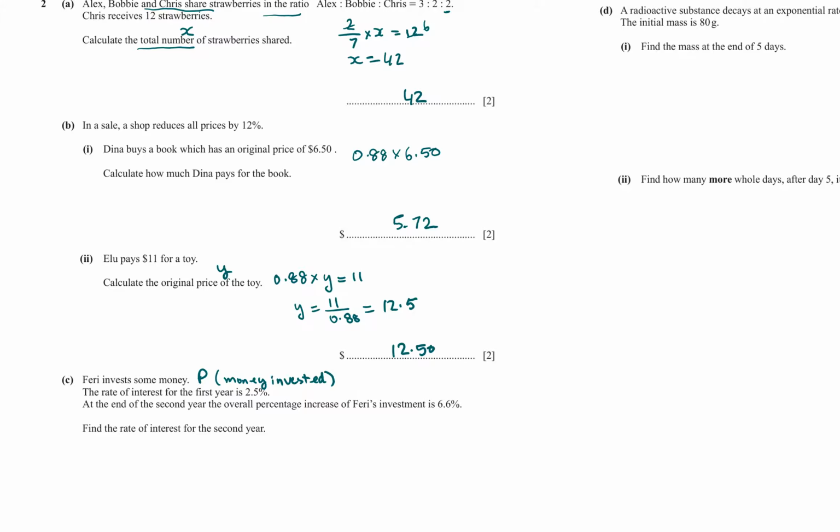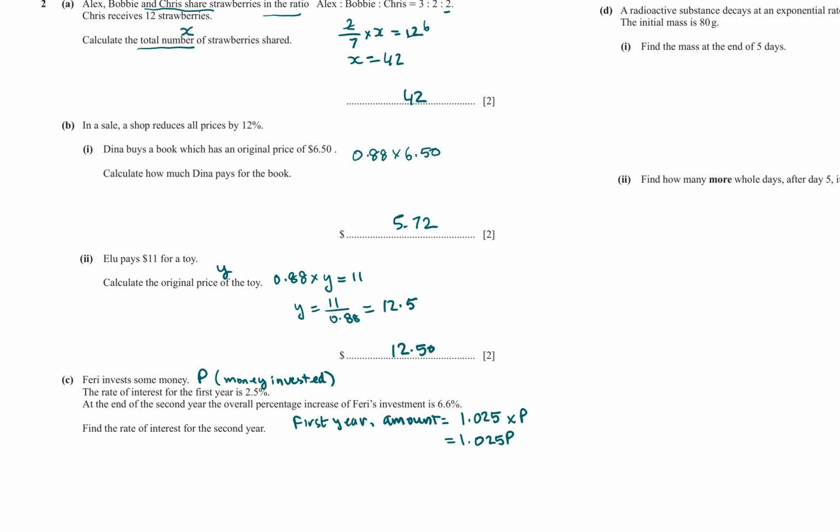So in the first year, the amount would be 100 plus 2.5, so 102.5 or 1.025 multiplied by P. So the amount of money would be 1.025P.